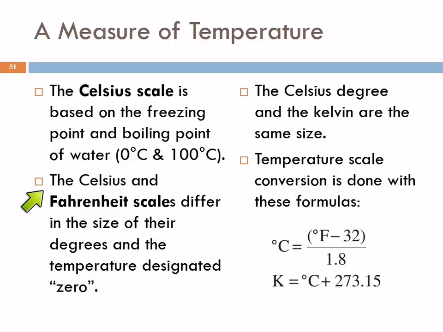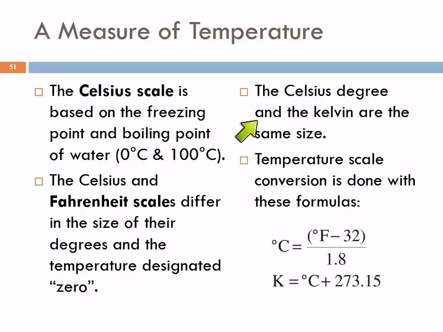What's different between the Celsius and Fahrenheit scales is not only the size of the degree, but also the 0 point. On the Fahrenheit scale, water freezes at 32 degrees, and that's 0 on the Celsius scale. So when we convert between Fahrenheit and Celsius, we actually need to use an equation.